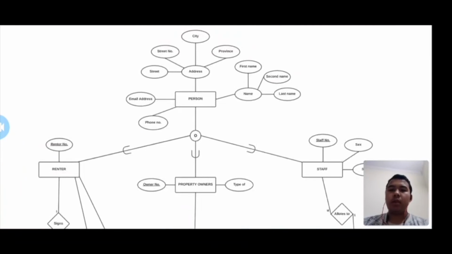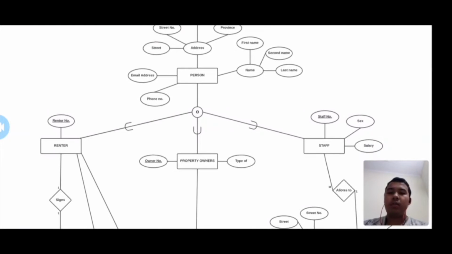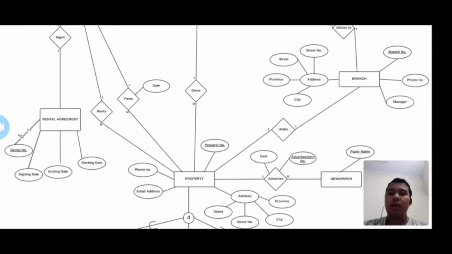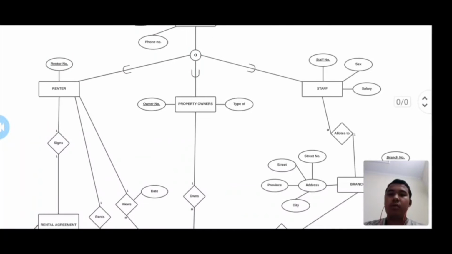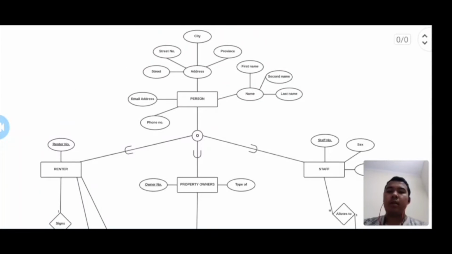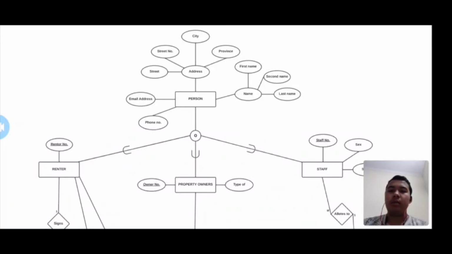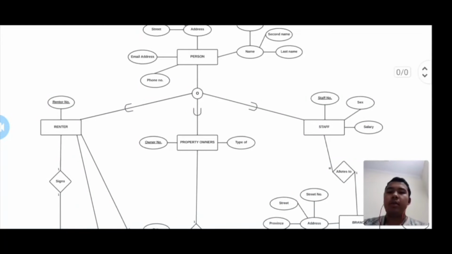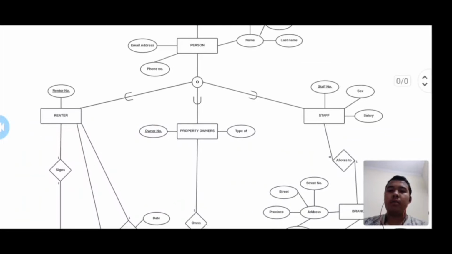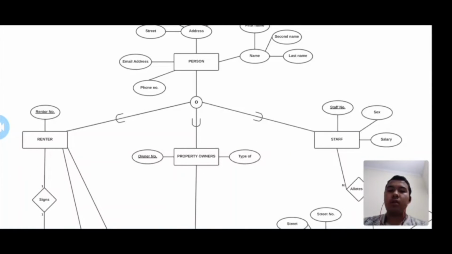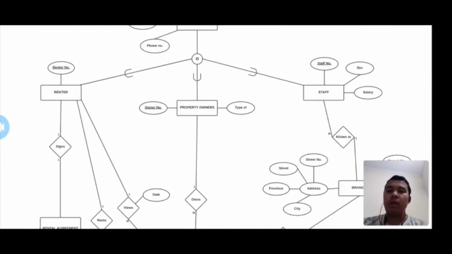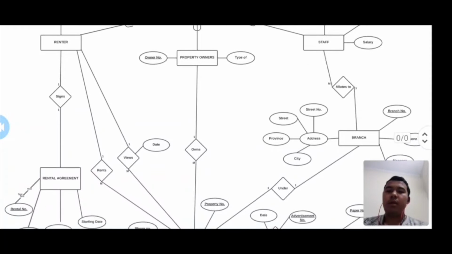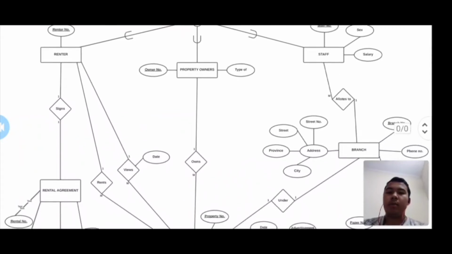Now we are going to talk about the EER diagram that we made. As you can see, the person entity shows the relationship between the renter, property owner, staff, and the property. As you can see, there are many branches to the property, the renter, and the staff. The person entity has many attributes such as email address, phone number, name, and so on. The person entity's subsets are renter, property owner, and staff. This shows that these are the subsets of the entity. The renter and staff entities have bottom-up and top-down approaches respectively.